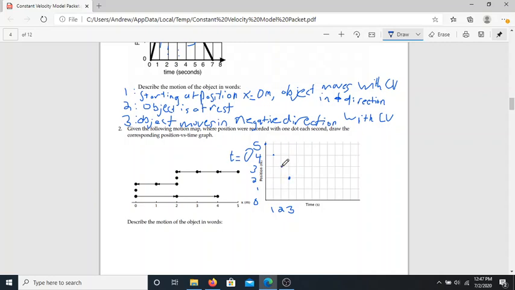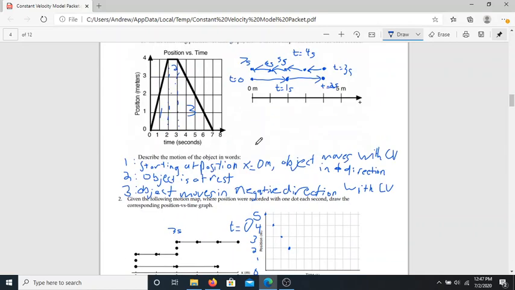Right there you could say we've finished the first section of motion, because now something else happens. So right there we're at 0, 1, 2, 3 seconds. At 3 seconds, we get to 2 meters. Let me put that there. And you'll notice there's now a set of dots that are stacked on top of each other.